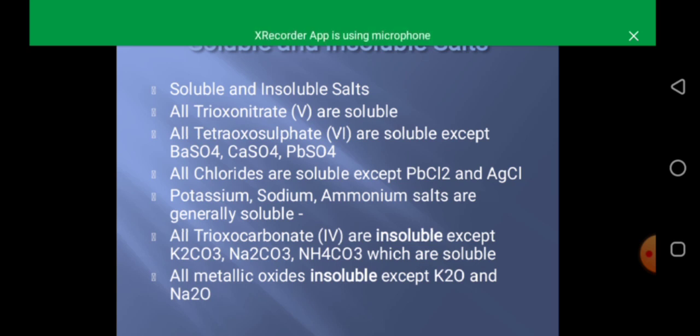All trioxonitrate 5 salts are soluble in water. When we say soluble, we mean that when we react it with water, it will dissolve completely. We cannot see the salt inside the water. So that is what we mean by soluble. Insoluble, well, even if we dissolve it in water, we will still see the salt inside the water. That means we can say sparingly soluble or soluble in water. So all the trioxonitrates are soluble in water.